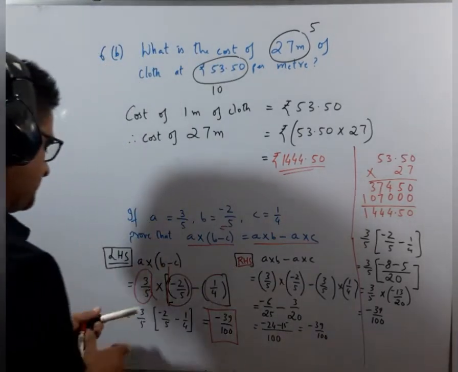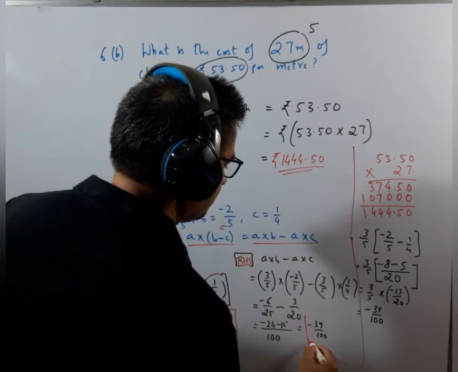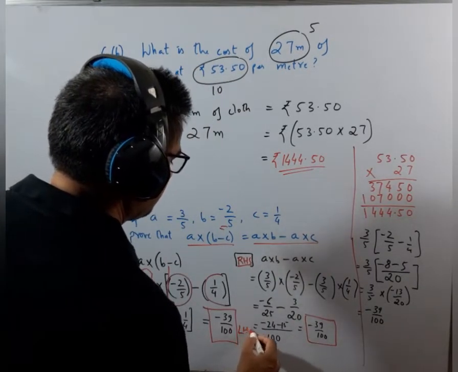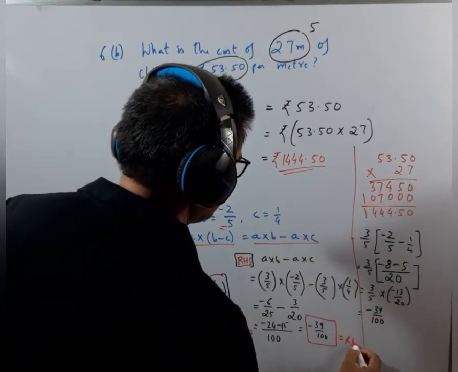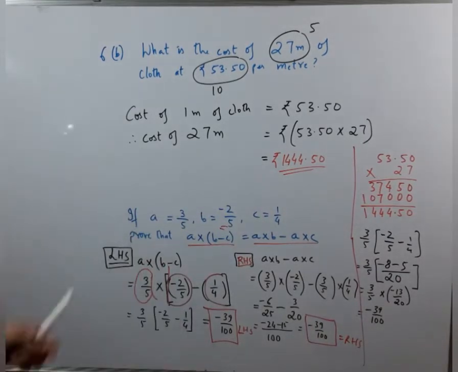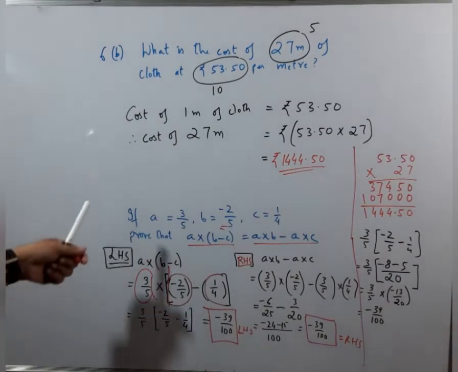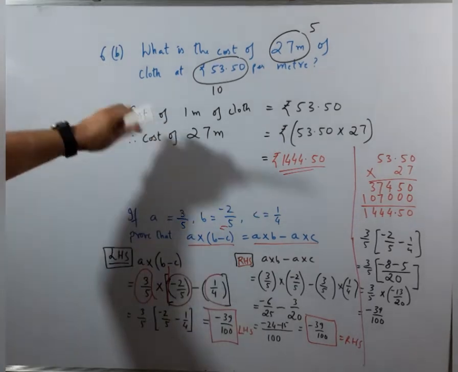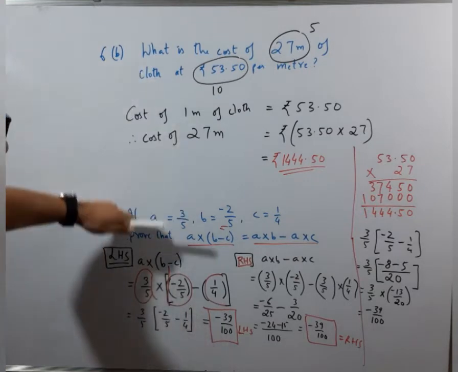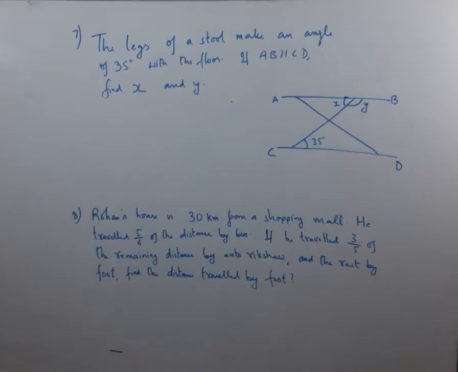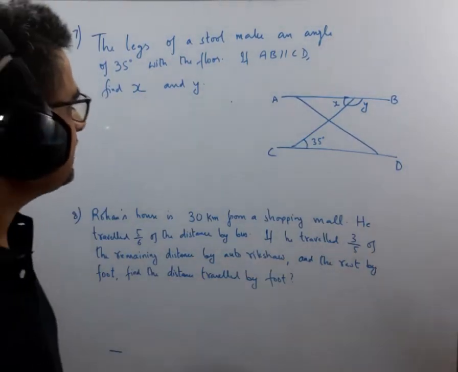And as you can see, this was the LHS. And this is the RHS, and we have verified that this is equal to this, so we have proven this right. That was 6B. We had a choice in this question paper between this, and that's the reason why even this one is 6B. Alright, so the next question.